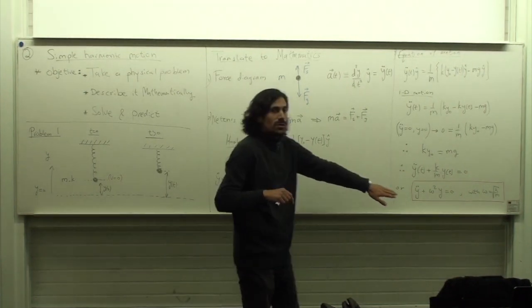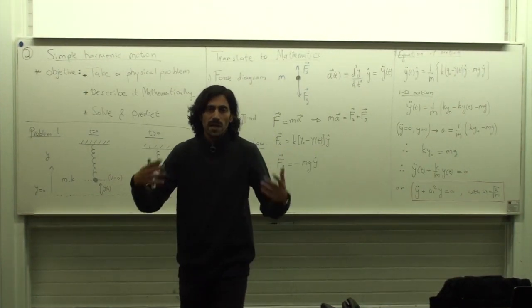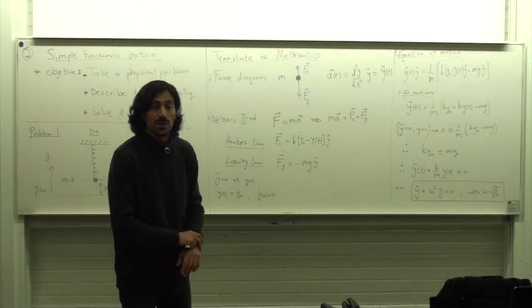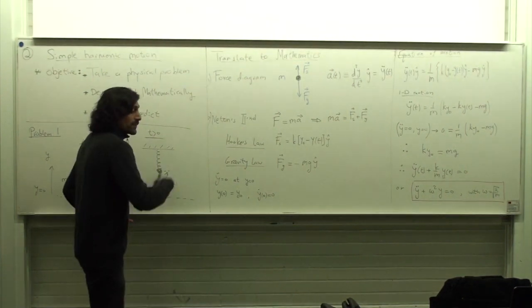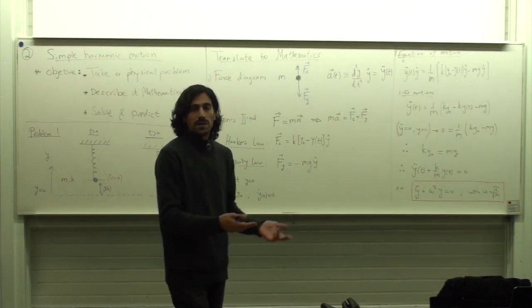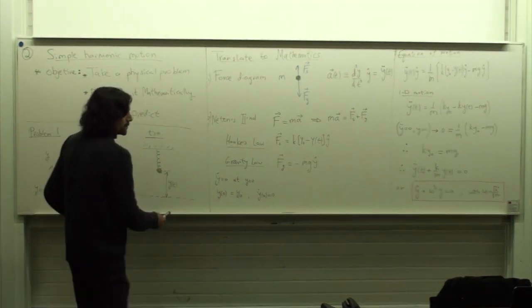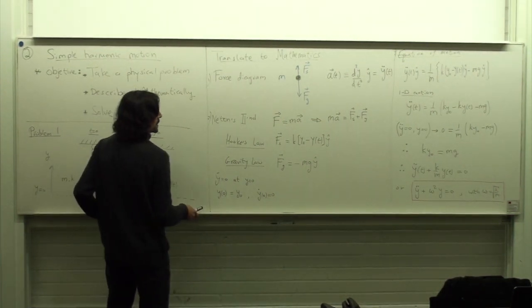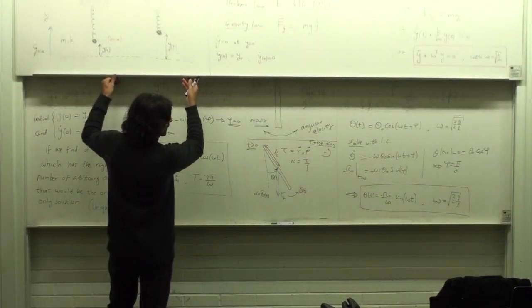It happens that we know the solution. If you don't know the solution, then it's time to solve the equations. After we solve the equations, we make use of the initial conditions, and then we find the actual solution for the physical problem that is given.